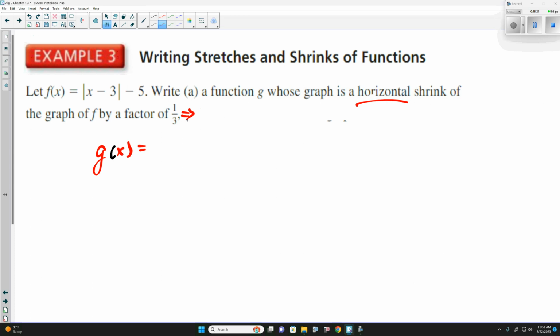Because it is a horizontal shrink by a factor of 1/3, but what we're actually plugging into the function is not 1/3, it would be what? Take a guess. So what do we think? It wouldn't be 1/3, it would be what?